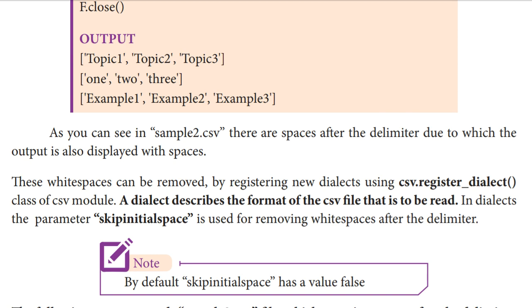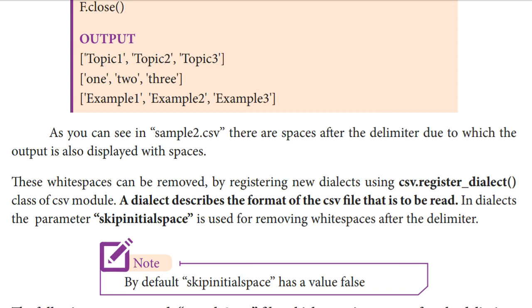Normally, if there are spaces, we can see those spaces in the output. But here, with the help of this function, we omitted the spaces. A dialog describes the format of the CSV file that is to be read. So in the dialog, we have the format.